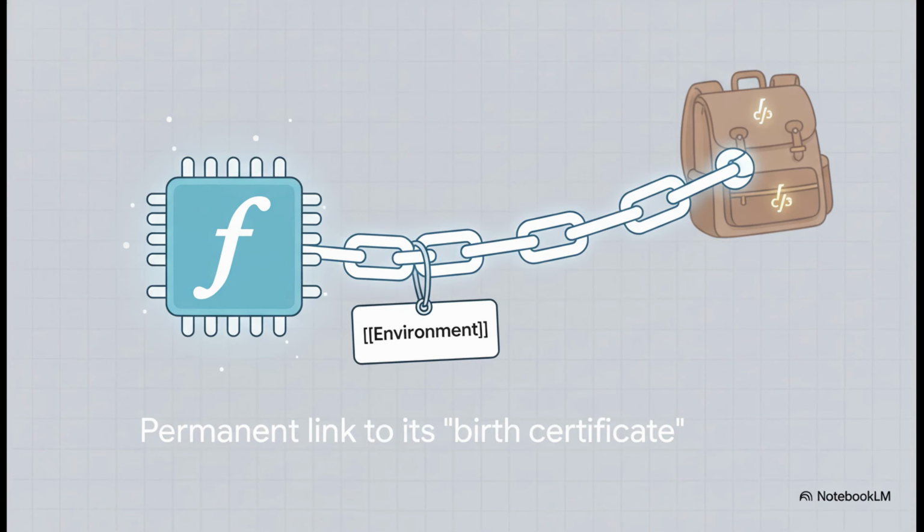And this is the secret sauce. When a function is created, JavaScript secretly attaches a hidden property to it. Think of it as a permanent, unbreakable link back to the backpack of variables that existed at the very moment it was born. It's like a birth certificate that says, this is where I come from and I will always remember it.